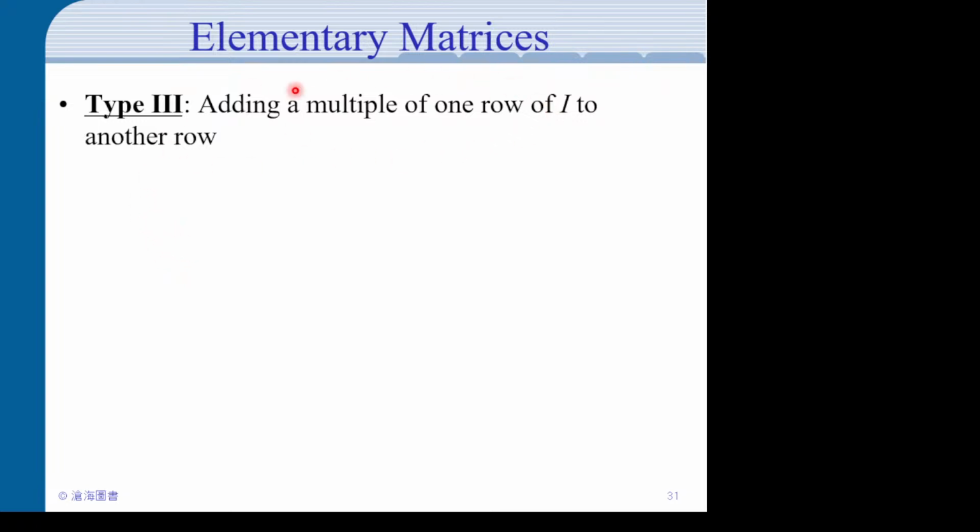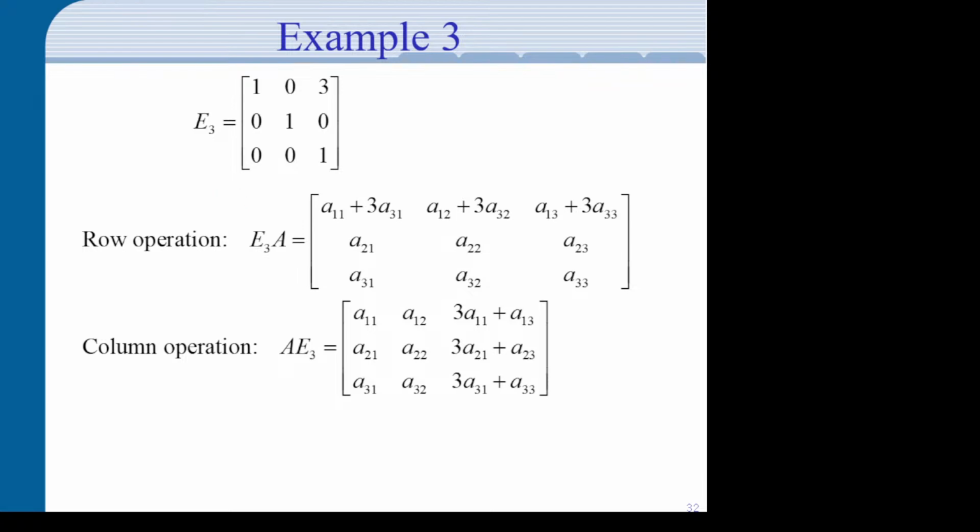The third one is you multiply one row and add it to another row. Here we have an example: you multiply the third row by 3 and add it to the first row. So it's once again our identity matrix, then adding the third row 3 times to the first row. Skipping the calculation, you can check it yourself: you multiply this on any matrix A, then you add 3 times the third row to the first row. Similarly, if you multiply E3 on the right, then you add 3 times the first column to the third column.